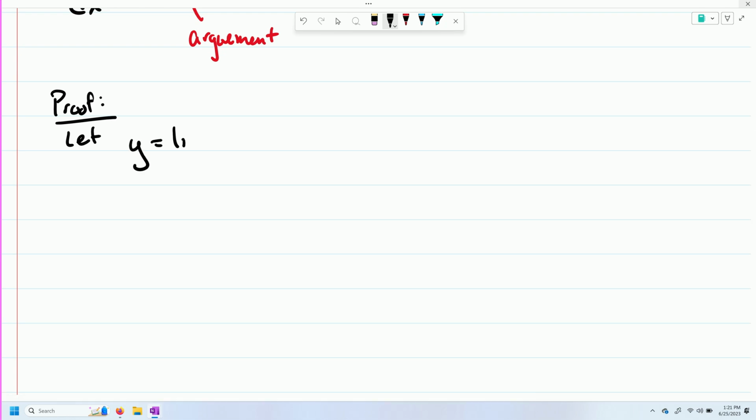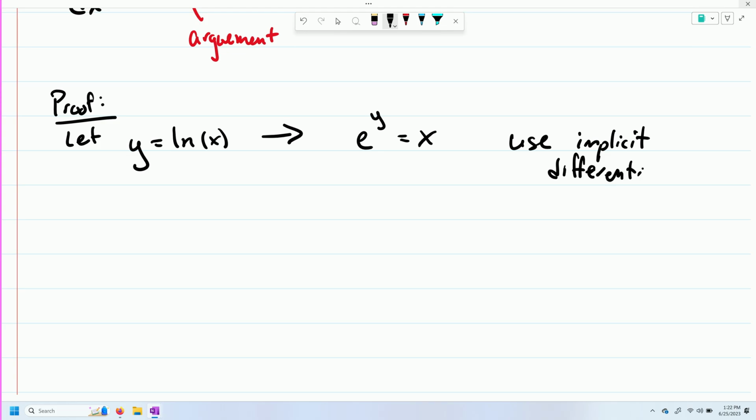y equal the natural log of x. Now, we know from algebra that there's a relationship between logs and their inverse, which are exponentials. So e to the y equals x. That's our basic definition there. So we're going to differentiate this equation implicitly. So use implicit differentiation with respect to x.